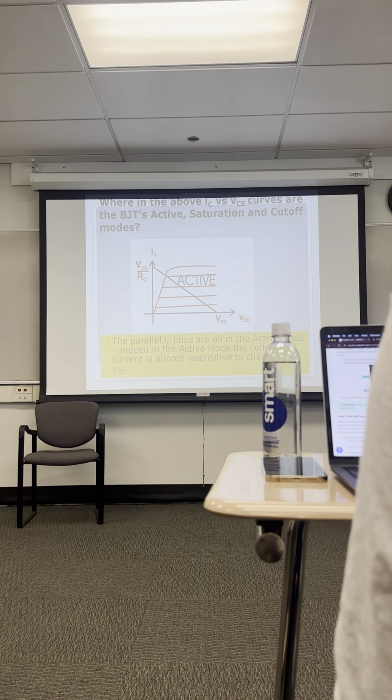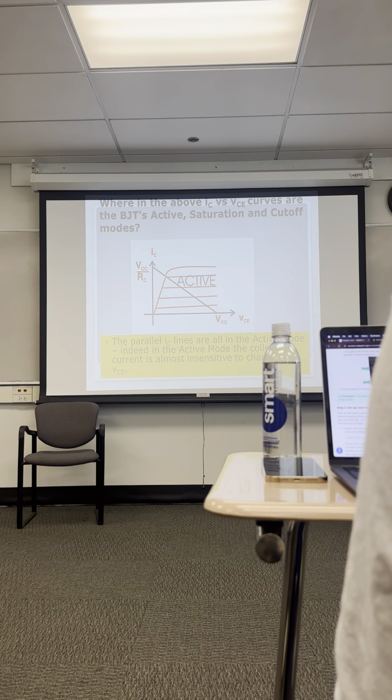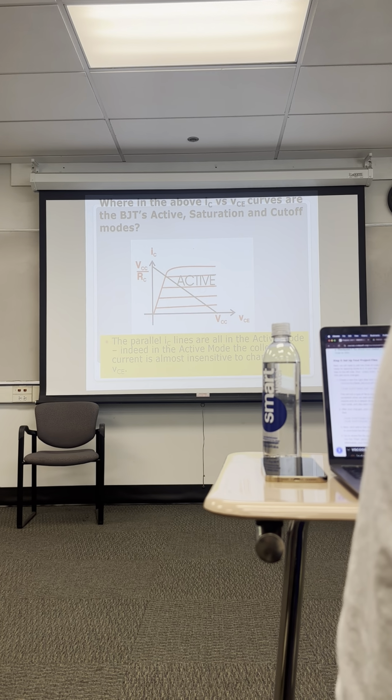These Q points are all in the active region, even the ones on the low curve and the one that's up here near saturation. They're still in the active region. And what's a simple expression for the active region for a BJT, NPN?